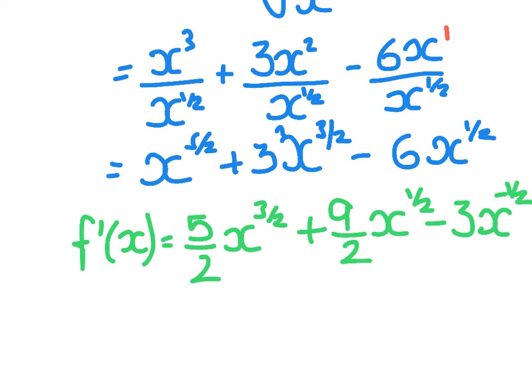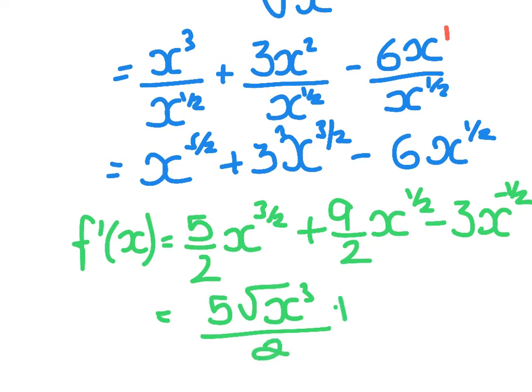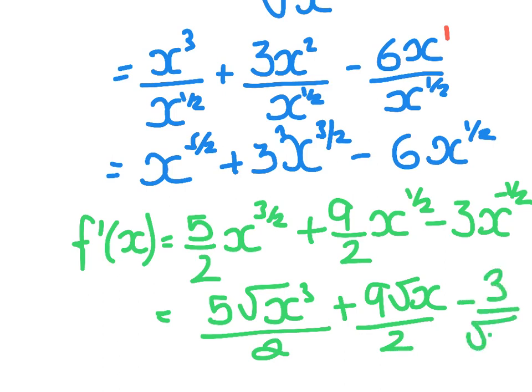So I've differentiated. Now I'm going to tidy up by removing negative and fractional indices. Negatives mean that x is going to move to the denominator of the fraction. For the fractional indices, the bottom number tells you the order of the root, the top number tells you the power. So this is the same as 5 root x cubed over 2 plus 9 root x over 2 minus 3 over the square root of x.